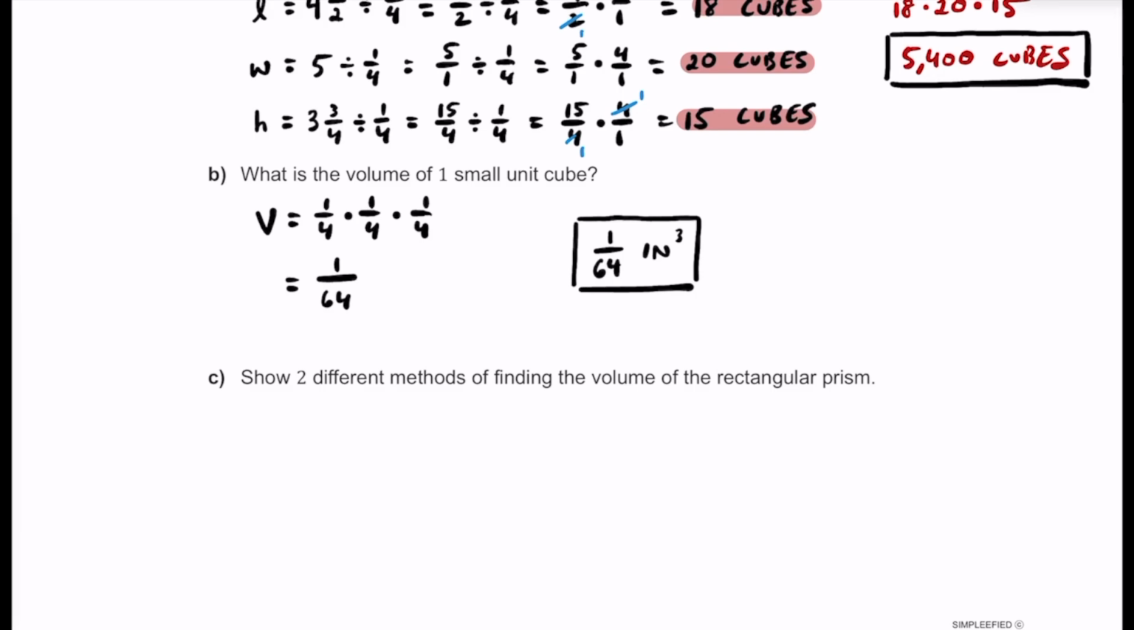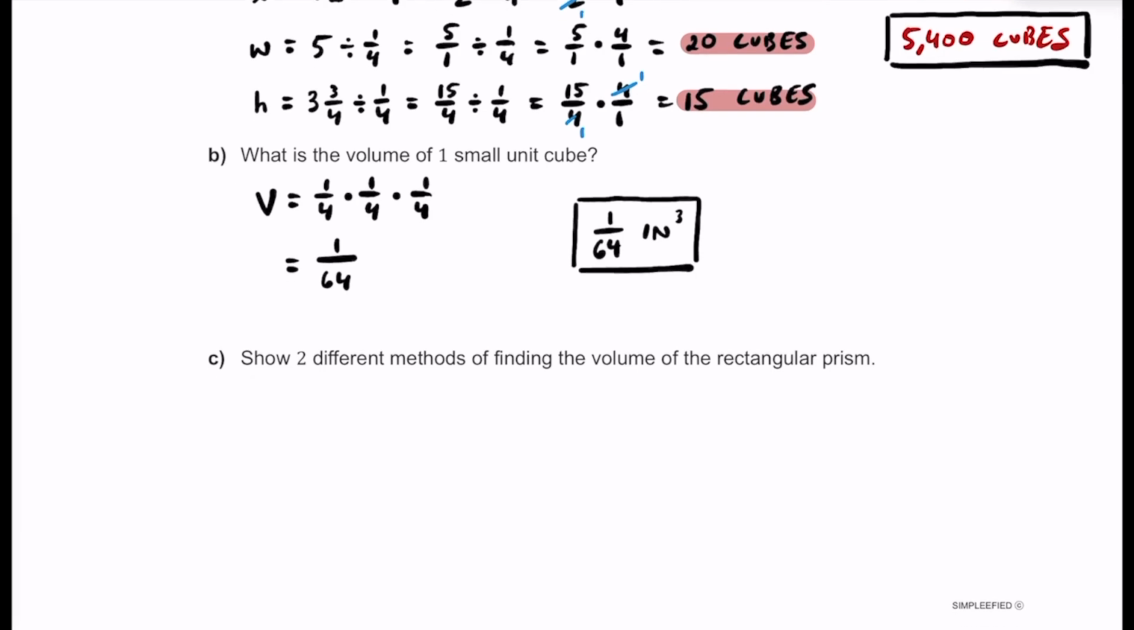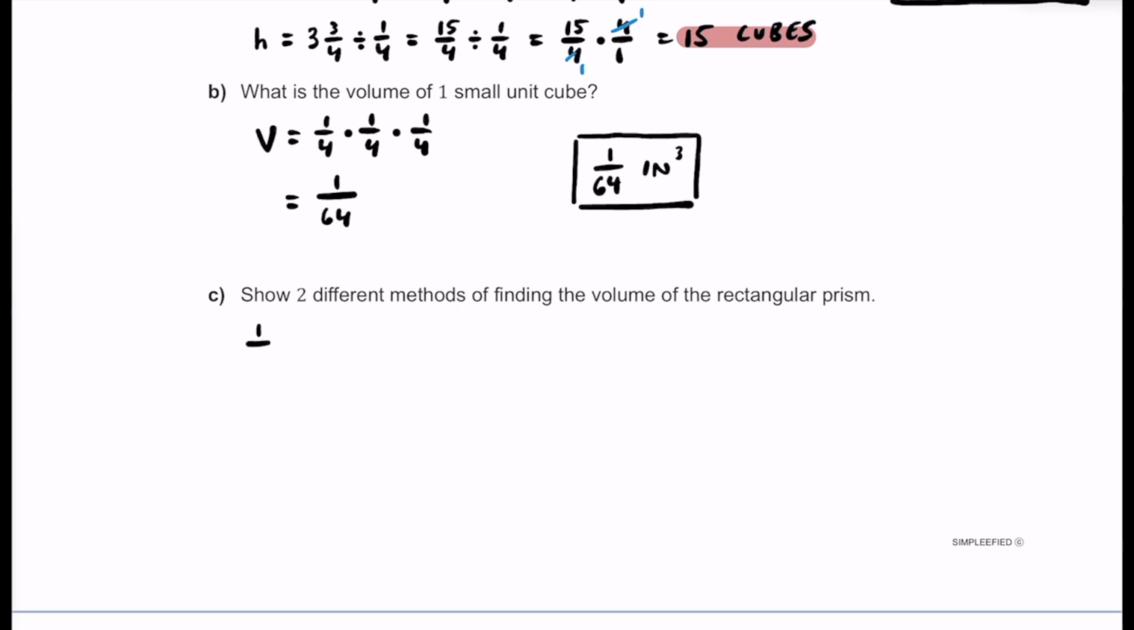For part C, it says show 2 different methods for finding the volume of the entire prism. Well, one of them is going to be taking the volume of one little cube, which is 1/64th, and multiplying by the total number of cubes that there are, which is 5,400. If you take the amount of space that one of them takes up and you have this many of them, if you multiply, you'll get the total amount of space, or the volume that all of them are together. So 1 times 5,400 is just 5,400. 64 times 1 is just 64. If we simplify this a bit, I think 5,400, I think we can divide that by probably 8 here.